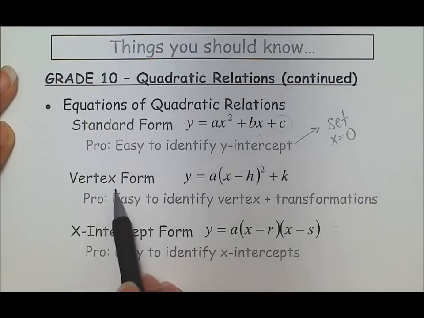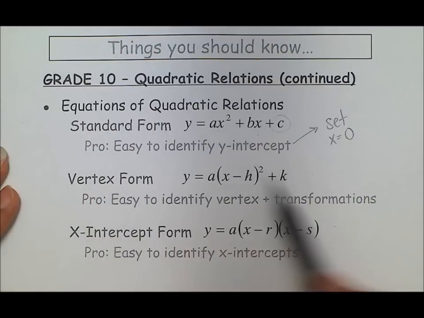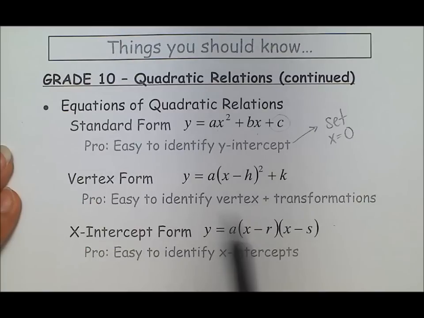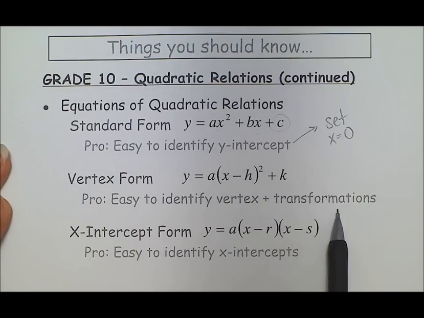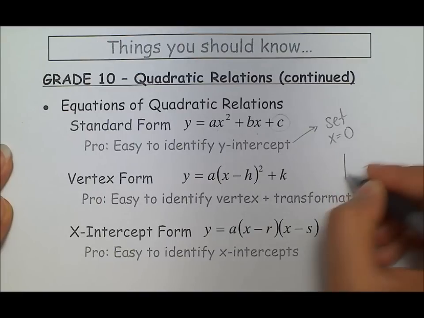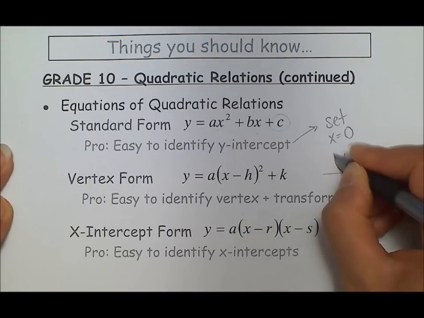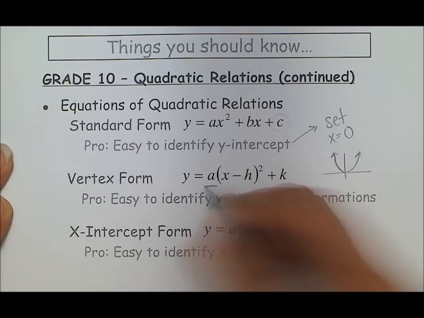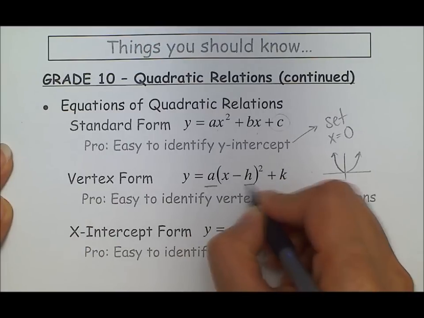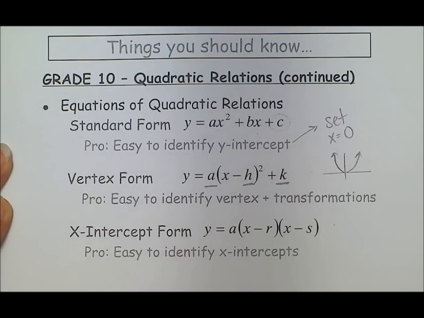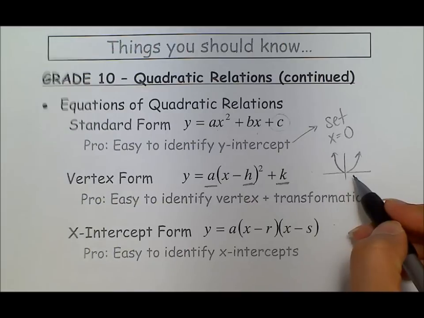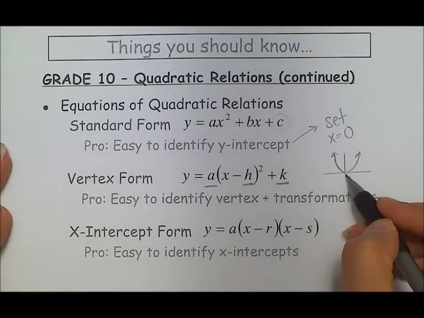When the equation is in vertex form, the benefit is that you can find the vertex easily. Okay? So it's easy to identify the vertex and also to identify what the transformations are to the base quadratic function. So remember that the base quadratic function looks like this. Okay, no transformations applied, but as you apply different transformations like a, h, and k, those help you graph the new function.